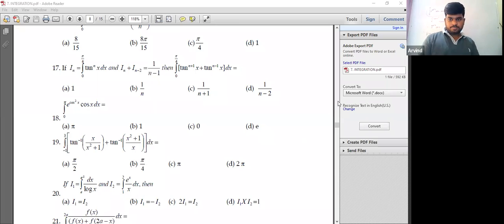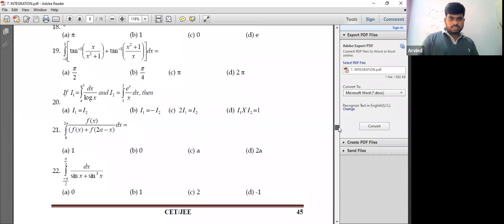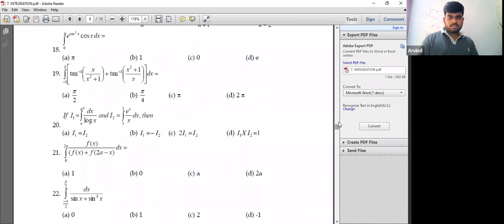Let's go to the next one. Next one, the 19th one, is very, very easy. Just observe. I'll just annotate. Here tan inverse of x by x square plus 1, and tan inverse of x square plus 1 by x are inverted. If you invert this, the inverse of x square plus 1 by x is x by x square plus 1, and it becomes cot inverse. You know the formula, right? Tan inverse x is also equal to cot inverse of 1 by x.